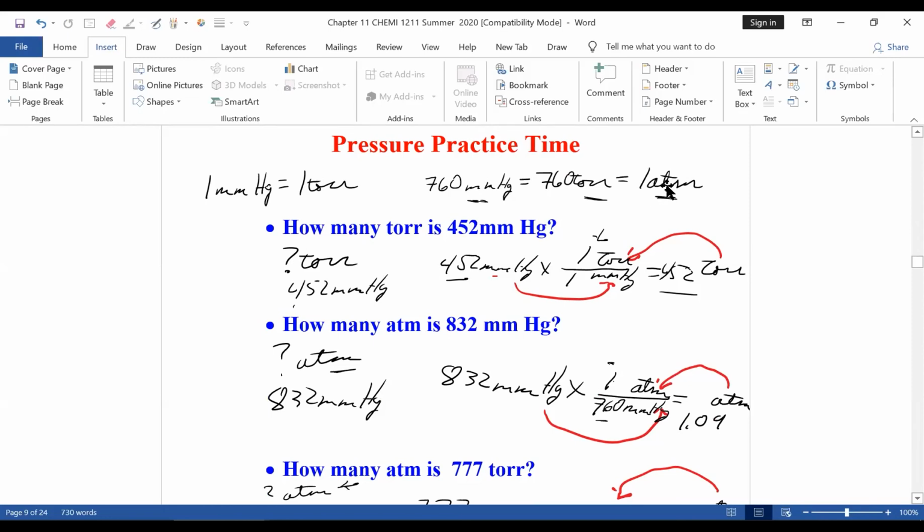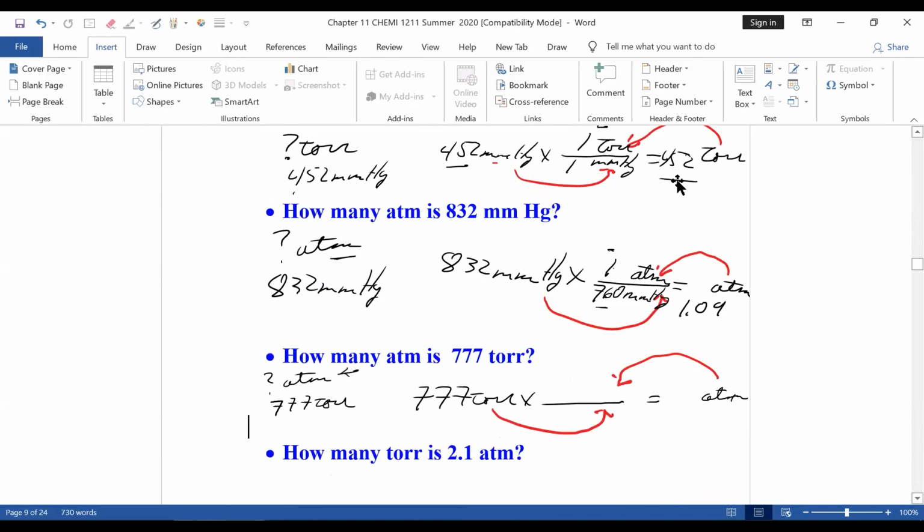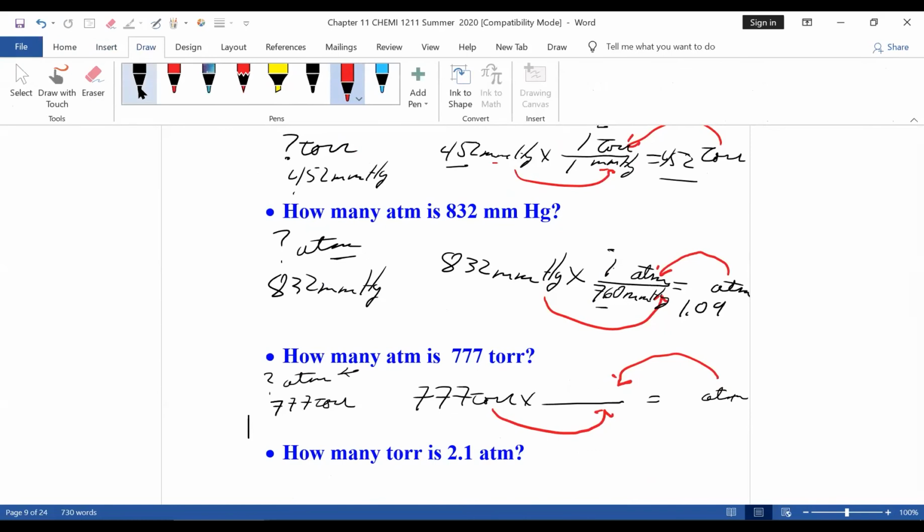I used to make students memorize this. This will be given to you on test number 3, important information. So this is atmospheres, this is torr. 1 atmosphere equals 760 torr. And time to go to my calculator.